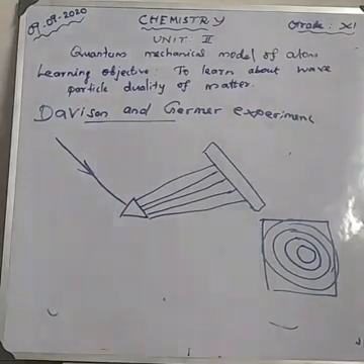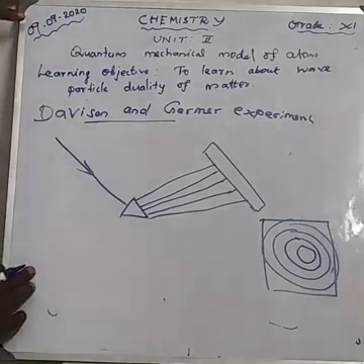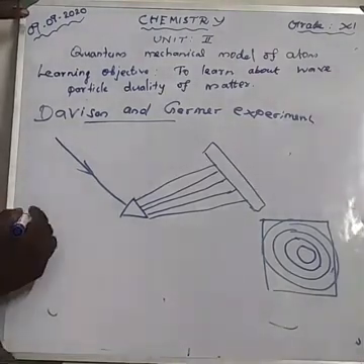The next question is very, very important. Two-mark question: Heisenberg uncertainty principle.